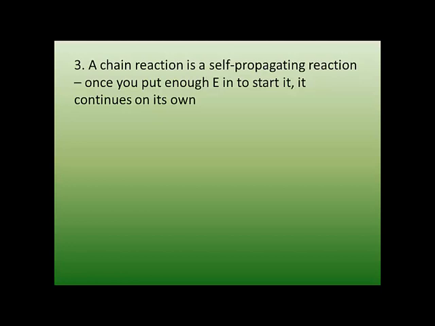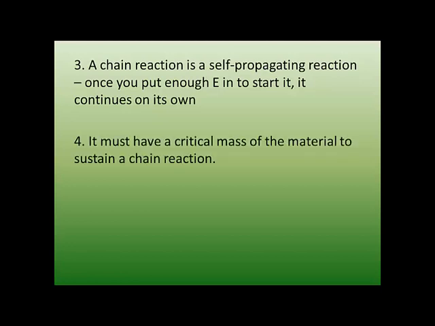Okay, a chain reaction is when it's self-propagating. That means once you start it, it continues on its own. Once you put enough energy into it for it to start, it continues on its own. So when you have that nuclear weapon, you have the energy that you put into it, and then it continues until the material's gone. It has to have a critical mass of the material to sustain the chain reaction. That's what they talk about in the nuclear weapon. There's a certain amount of nuclear material that has to be there, and they're separated until you're ready for the bomb to blast, and then some type of explosive smushes them together to make one mass, and that's your critical mass for it to work.